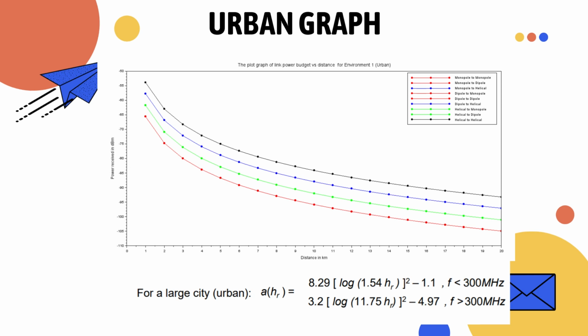The graph exhibits a steeper increase in path loss with distance compared to rural and suburban environments. Urban environments require careful network planning and higher transmit power to compensate for the higher path loss and maintain reliable communications.